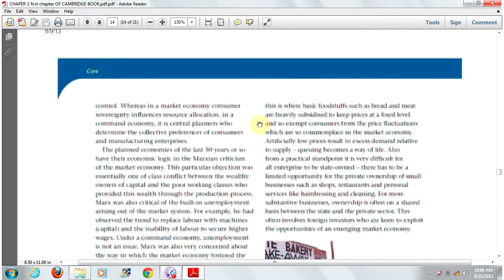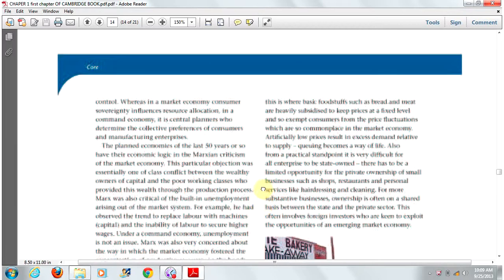Also, from a practical standpoint, it is very difficult for all enterprises to be state-owned. There has to be a limited opportunity for the private ownership of small businesses such as shops, restaurants, and personal services like hairdressing and cleaning. For more substantive businesses, ownership is often on a shared basis between the state and private sector. This often involves foreign investors who are keen to exploit the opportunities of emerging market economies.